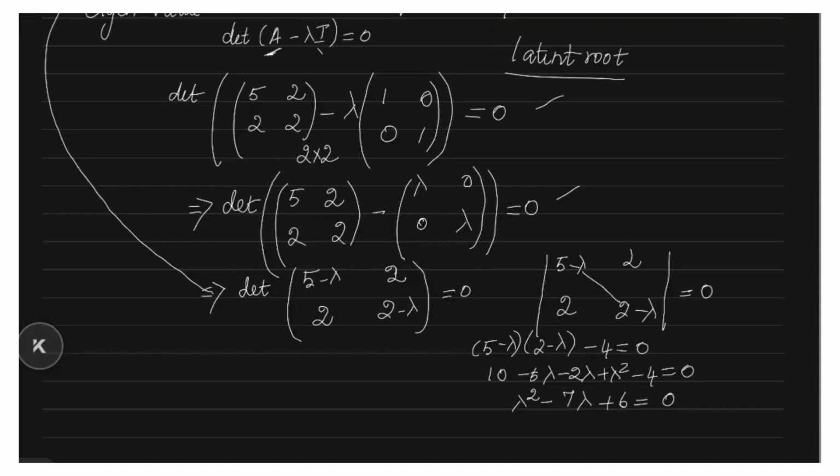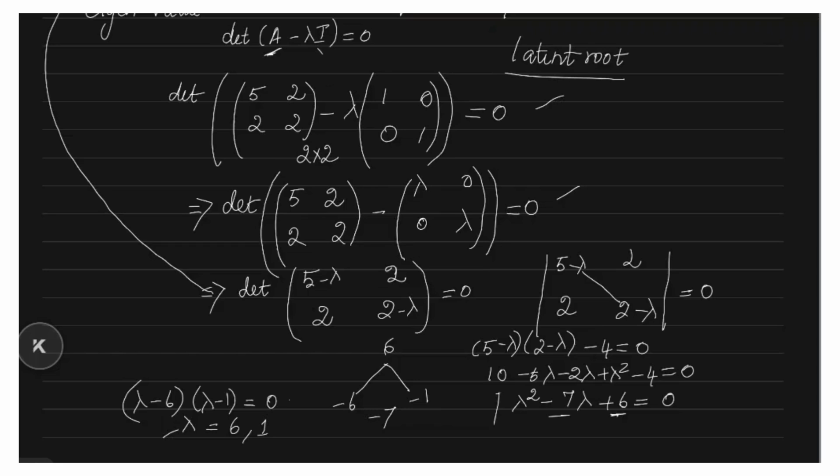Now you can see that it is a quadratic equation. To find the roots, we need two numbers whose product is 6 and whose sum is minus 7. Two numbers which satisfy this are minus 6 and minus 1: when I multiply minus 6 into minus 1, I get plus 6, and minus 6 minus 1 is minus 7. So I can write it as (lambda minus 6)(lambda minus 1) is equal to 0, or lambda is equal to 6, 1. These are called your eigenvalues or latent roots.